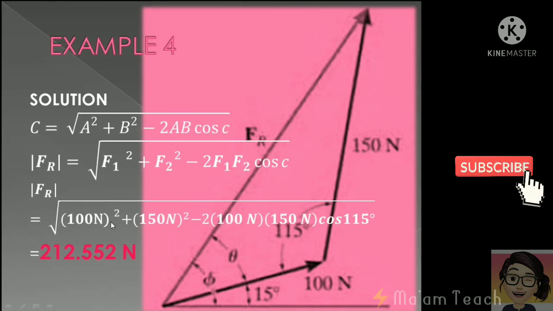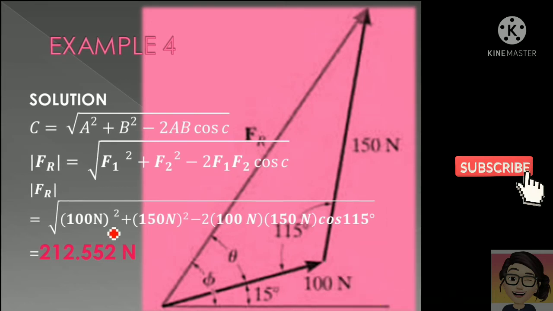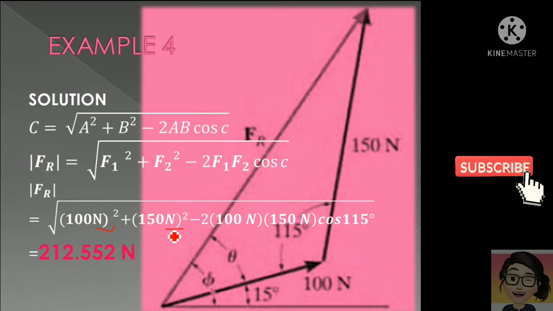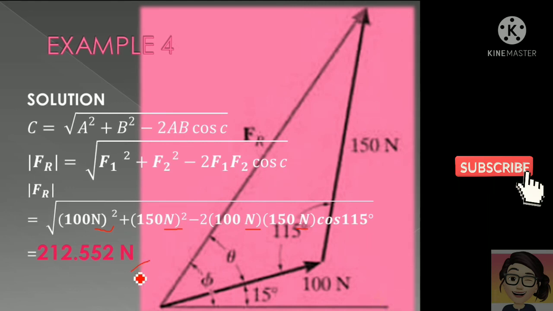Why newtons? It's because here, if you square this, class, this will become Newton squared. This will become Newton squared also, right? So Newton squared plus Newton squared will be equivalent to Newton squared still. This one, Newton times Newton, is still Newton squared. So Newton squared minus Newton squared is still Newton squared. You get the square root of Newton squared, which is equivalent to Newton. So this will be the value of our magnitude of the resultant force.